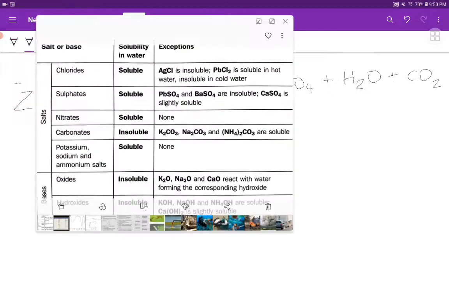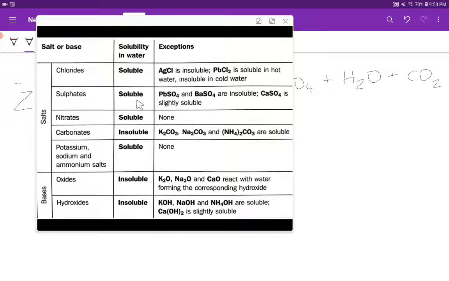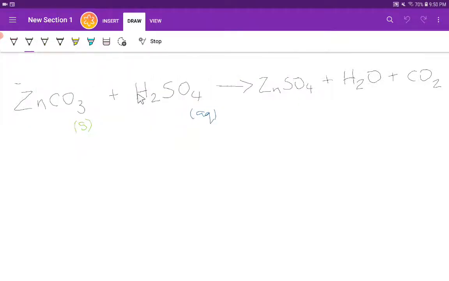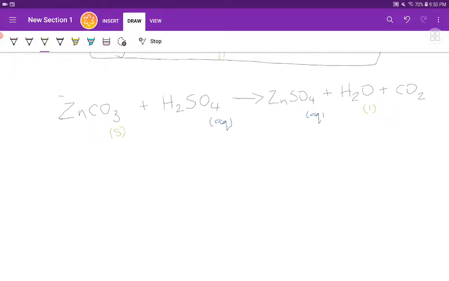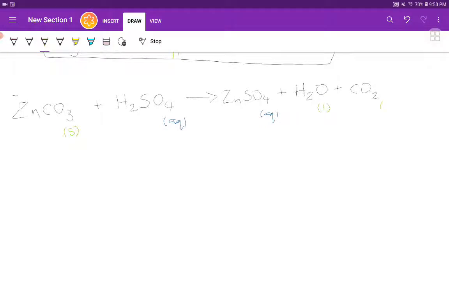For zinc sulfate, let's check the solubility for sulfates. All sulfates are soluble with the exception of lead, barium, and calcium. So zinc sulfate would have to be soluble. So zinc sulfate will get the state symbol aqueous. Water is going to be a liquid, and carbon dioxide, as you all know, is a gas. So we have our balanced equation. We have put on our state symbols.